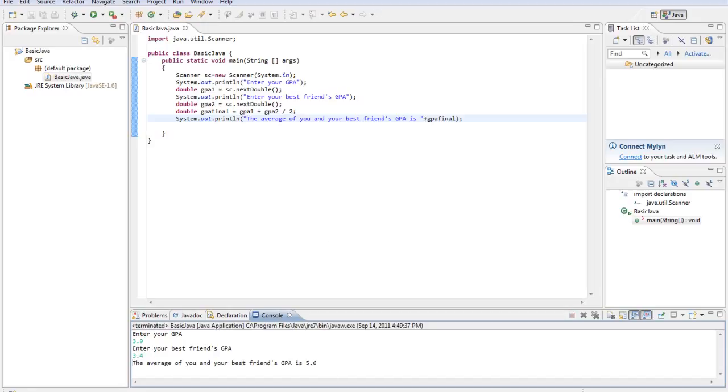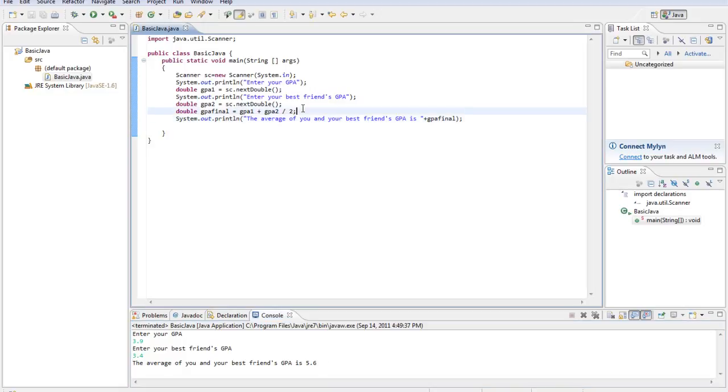That's obviously not right. So what we've done here is Java follows order of operations, which means that if it sees a GPA plus something and then a division, it'll do the division first. So what it's doing is dividing GPA2 by 2 and then adding them both together. So what we really have to do is put these in parentheses, so I'll add them first and then divide it by 2.